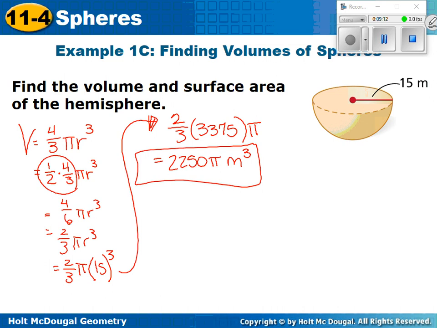Questions? We went pretty quickly through that. Okay, let's talk surface area. Surface area of a hemisphere.